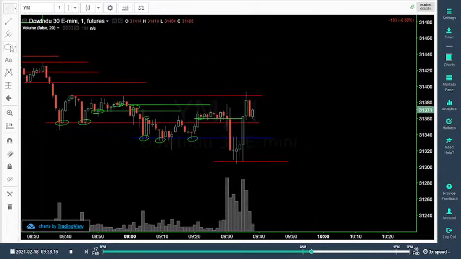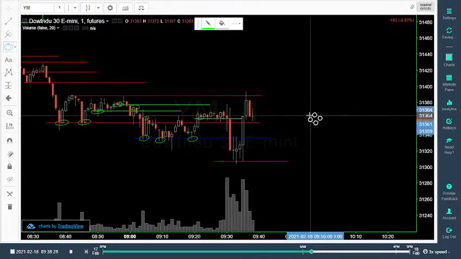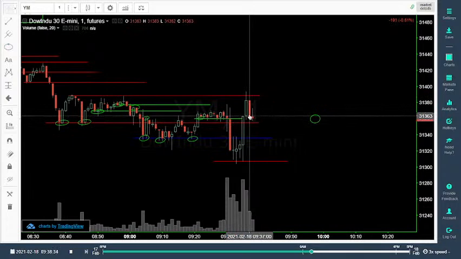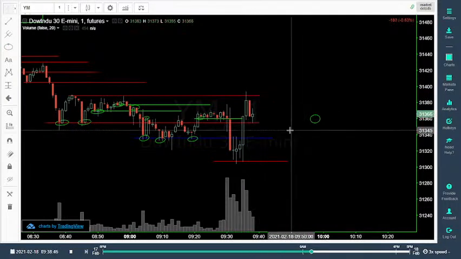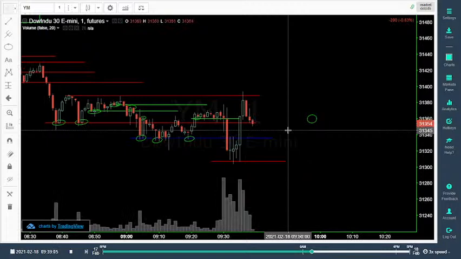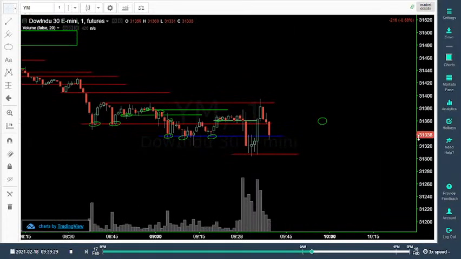Now right here we have a potential higher low starting to form. So let's go ahead and just draw the circle up so we can be ready if it does close as a higher low and a green candle. Okay, so it didn't close as a higher low. So that's telling us that the sellers are still in control right now. So let's see how the market wants to move going forward from here.